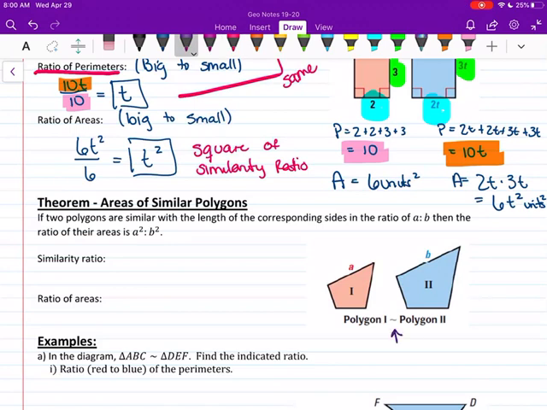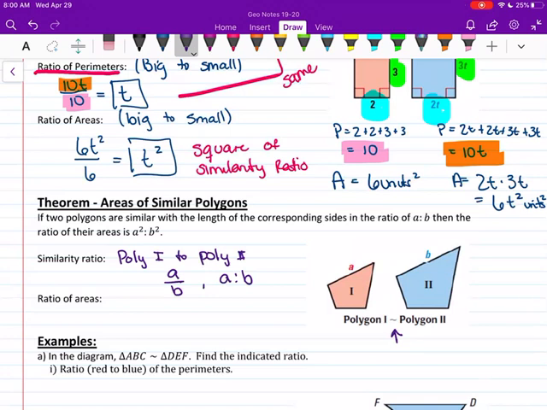So I only need one pair of corresponding sides. So my similarity ratio of polygon 1 to polygon 2 is going to be A over B. Or remember, you can also write it as A colon B. Both of them read A to B.